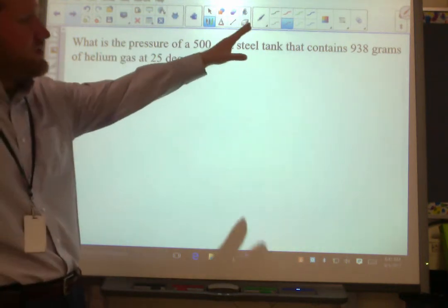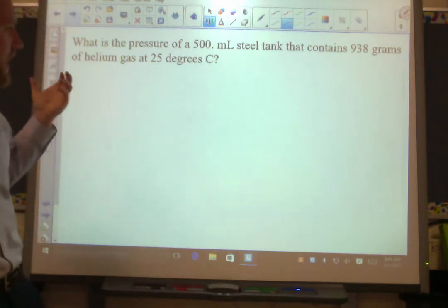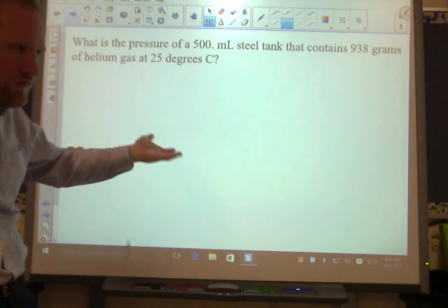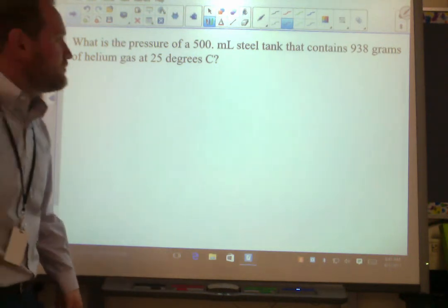So the hint here is you see the grams, which are like moles. This is probably going to be a PivNRT problem. I also don't see anything about anything changing. I don't see it saying what's the new blah, blah, blah. So this is definitely going to be a PV equals nRT problem.